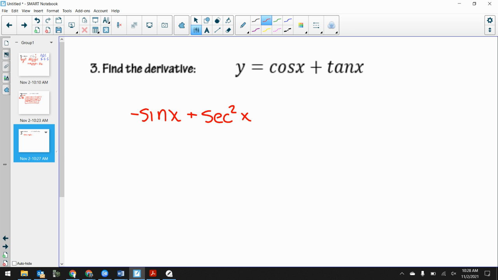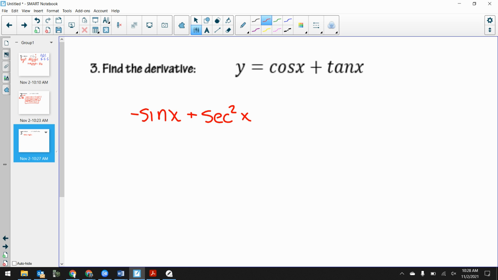Can I do it? Is that it? Is that really it? I think that's it. I think that's all there is. That's a nice and easy one, isn't it? You could say secant squared minus sine. Sure, just flip around. I think that's about it.